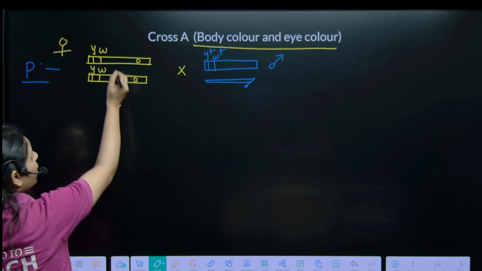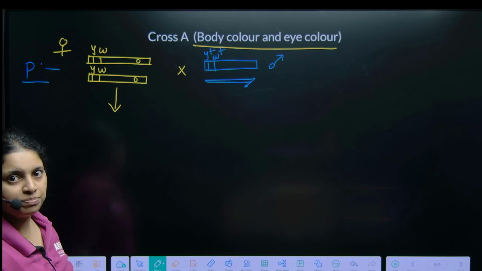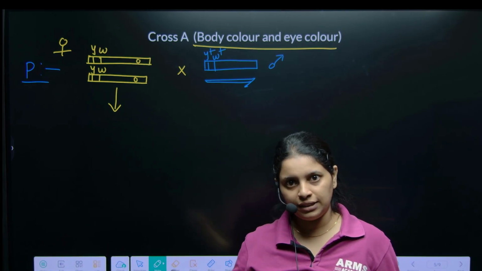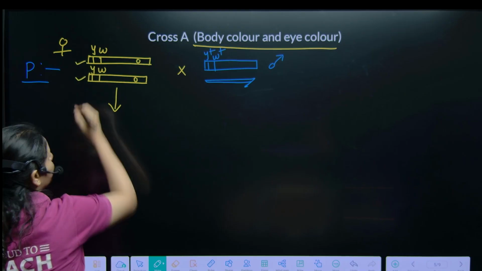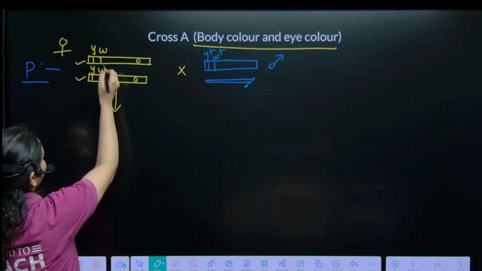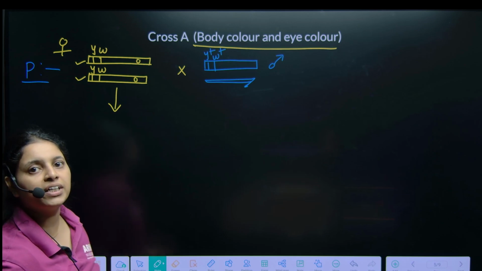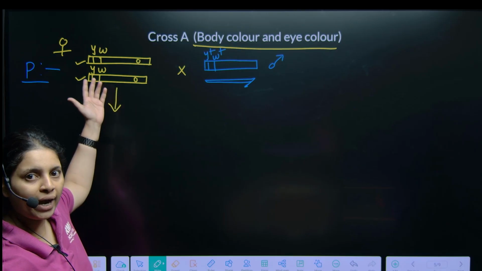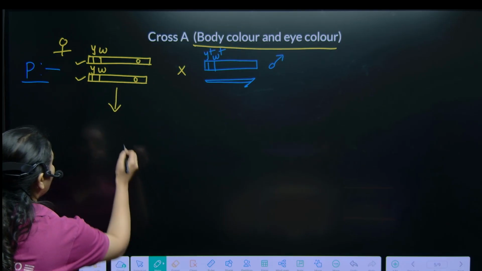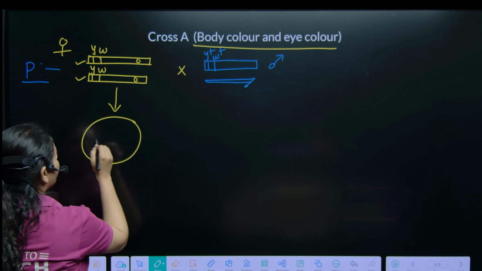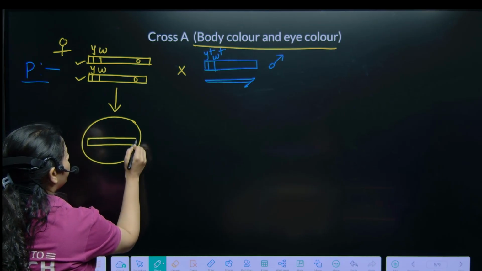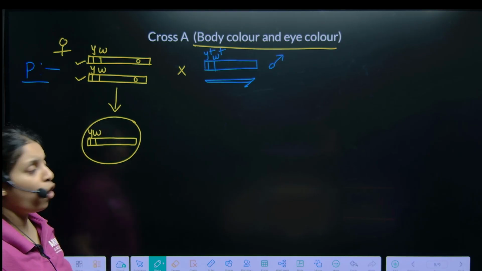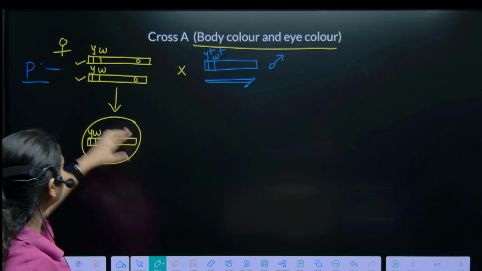So now here, these are the XX chromosomes. What will happen during gamete formation? Meiosis. So the homologous pair of chromosomes will separate, right? So these two chromosomes will separate. Whether you take the first one or the second one, does it create any difference? No, because on both the chromosomes we have same set of genes, Y, W, Y, W, right? So here only one type of gamete is produced. That means all the female gametes produced will have this YW. Okay, one type.